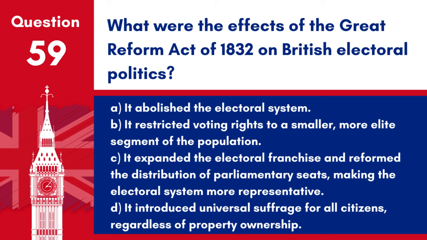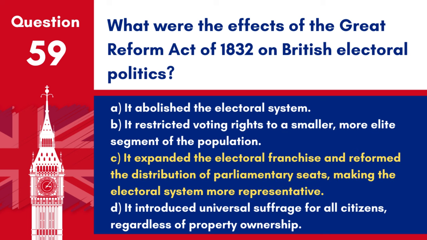A. It abolished the electoral system. B. It restricted voting rights to a smaller, more elite segment of the population. C. It expanded the electoral franchise and reformed the distribution of parliamentary seats, making the electoral system more representative. D. It introduced universal suffrage for all citizens, regardless of property ownership.